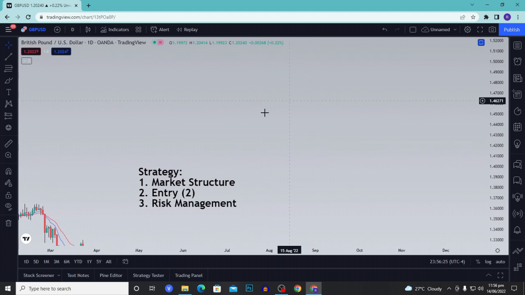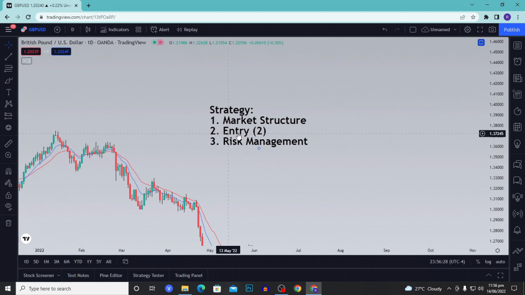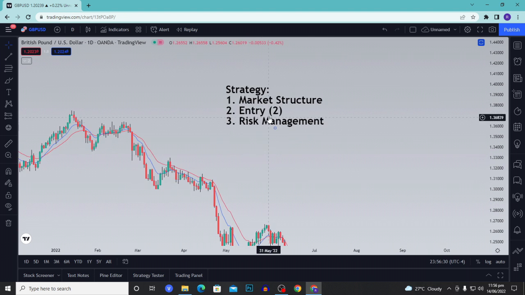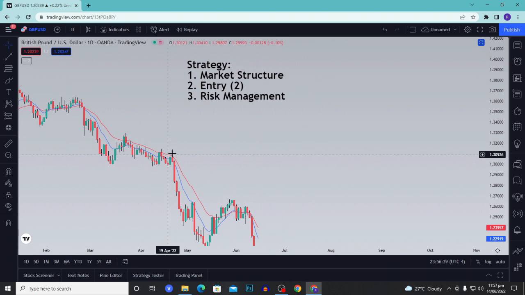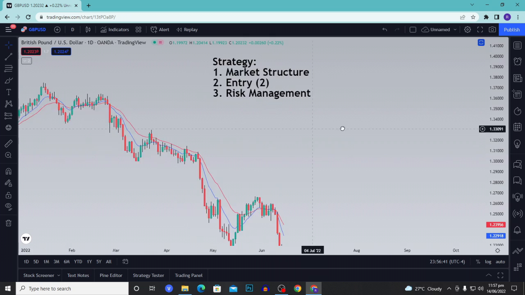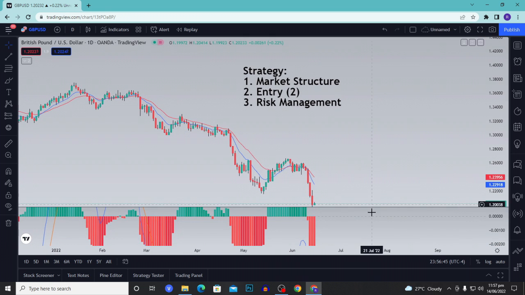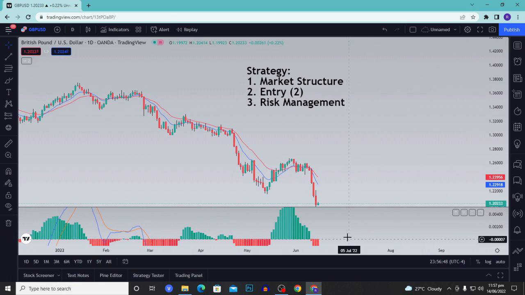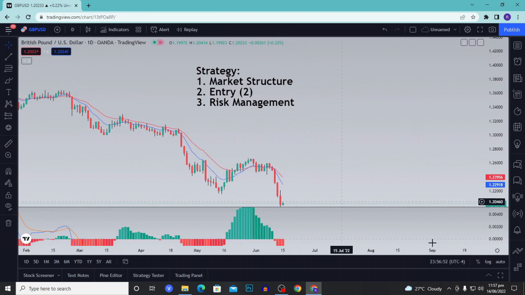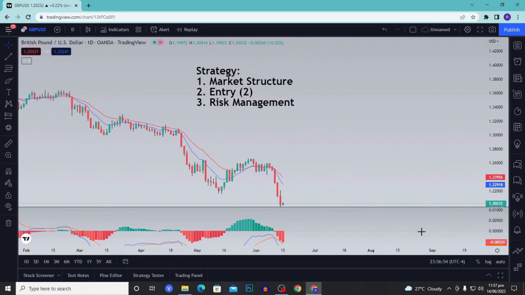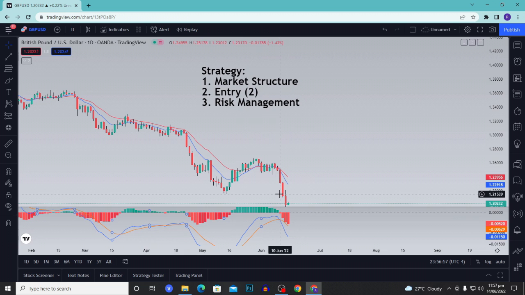Now going down to the second part of the strategy, which is the entry. And I use two entries. I'm going to be teaching two of them in this course. But in this video, I'm only going to be explaining the indicator entry. And for this entry, I use both the MACD and exponential moving averages. I use them both together.